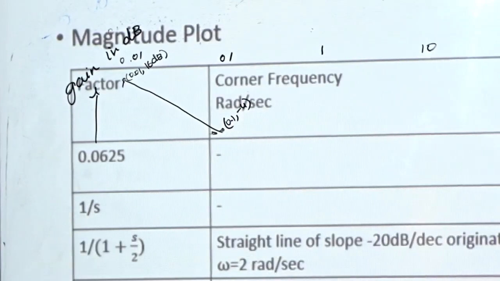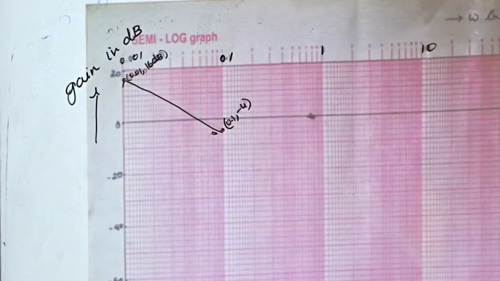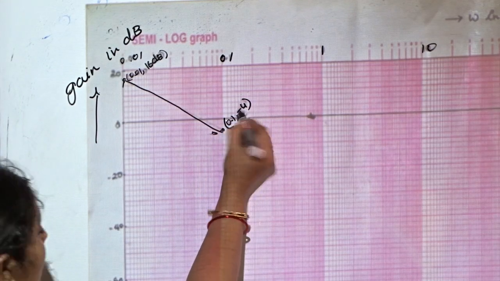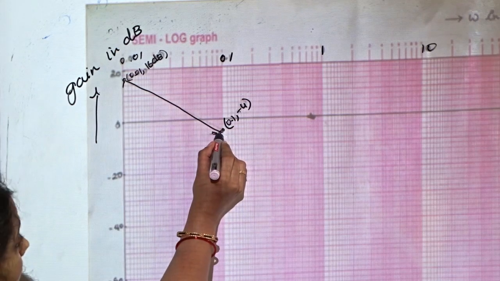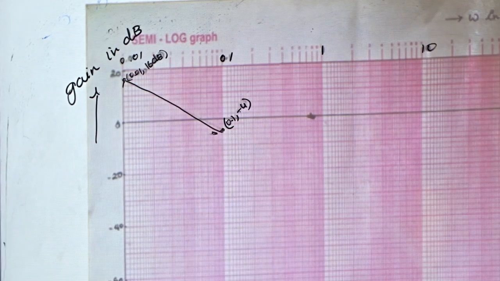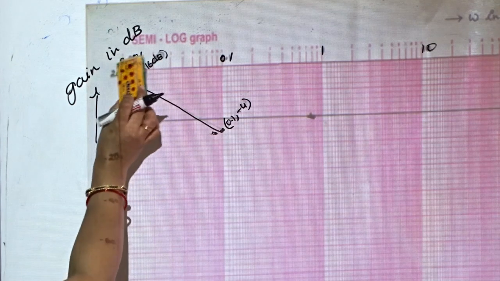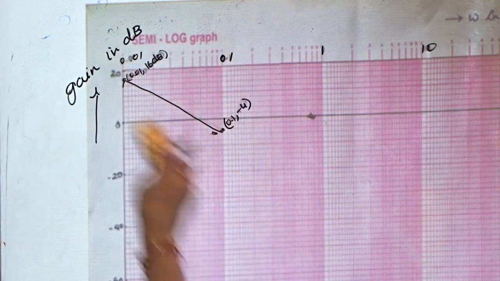You can start from 1.1 also. That is also fine. From 4. If you remember, we got it as 4 while drawing also. From here also you can start drawing the graph. It is not necessary that it has to be from a frequency of 0.01. You can start from 0.1 as well.